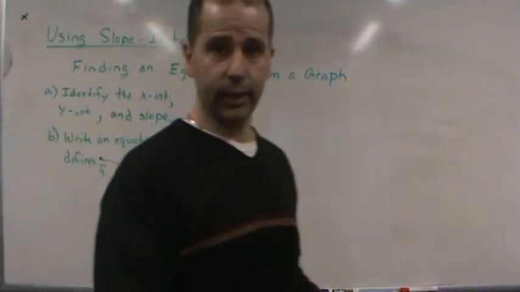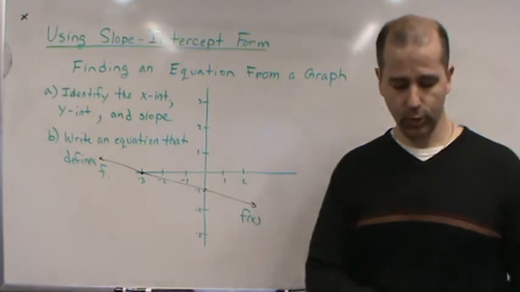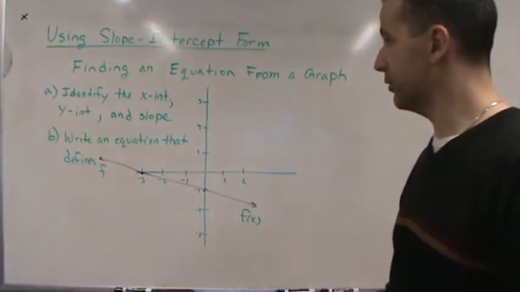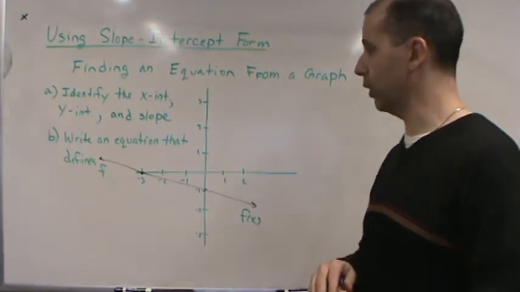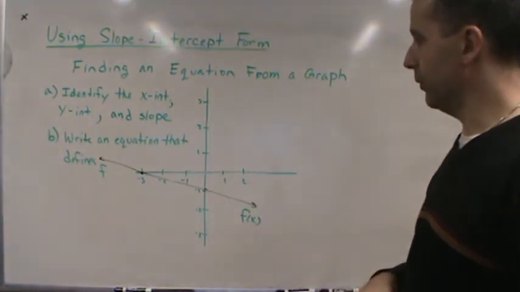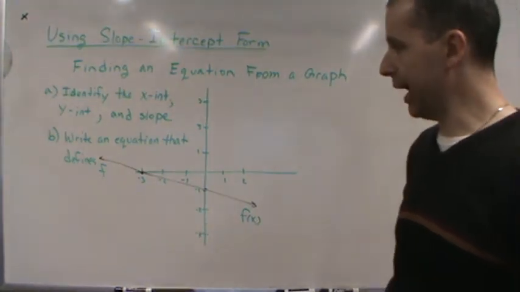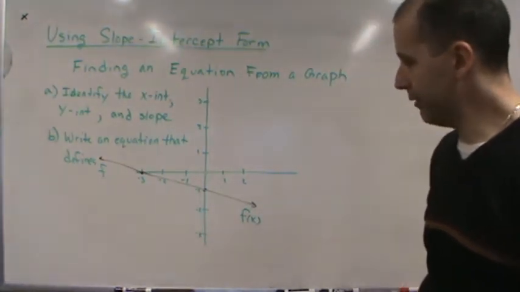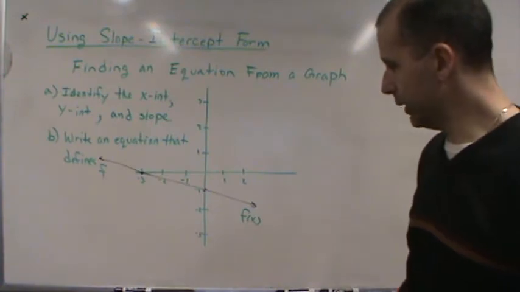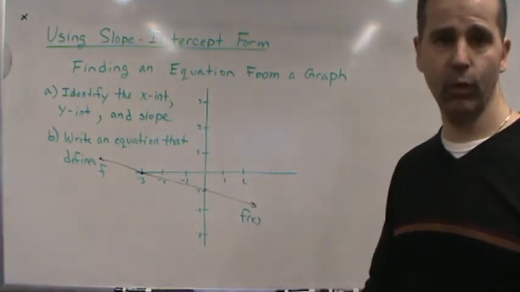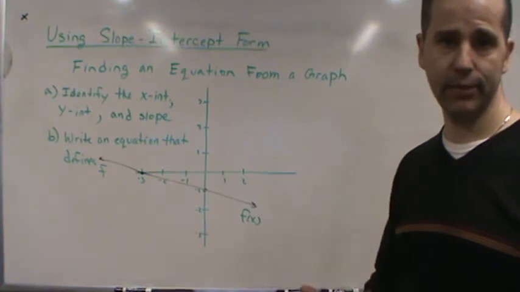Okay, welcome back. Today we are going to do another example using the slope-intercept form. But in this case, we're going to find an equation using the graph. So we have a graph here, and we have a couple of points that are plotted. A says identify the y-intercept, the x-intercept, and the slope.